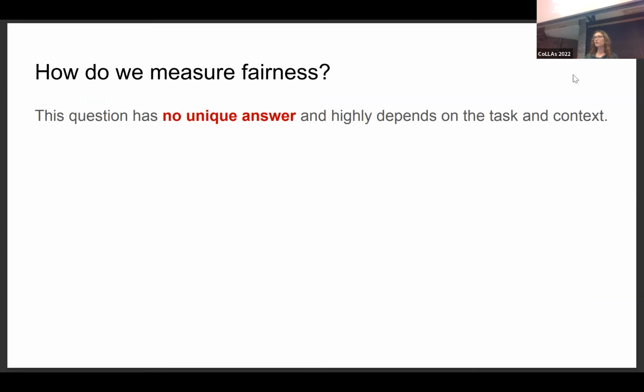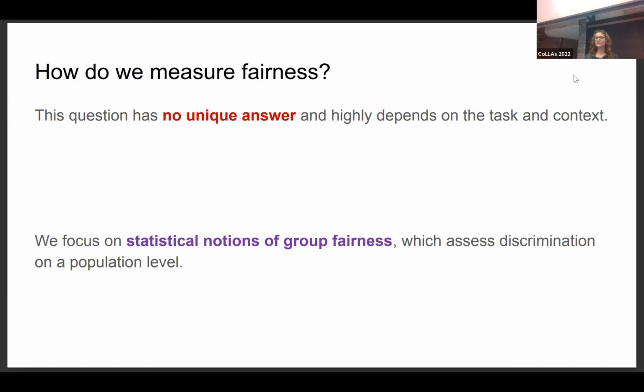Now we have to talk about what we mean by fairness. There is, of course, no unique answer to what fairness is, and there's still a lot of debate in the community. Sometimes the values we have even contradict each other. However, here we will look at statistical notions of group fairness, which assess discrimination on a population level. Of course, there can be more debate.